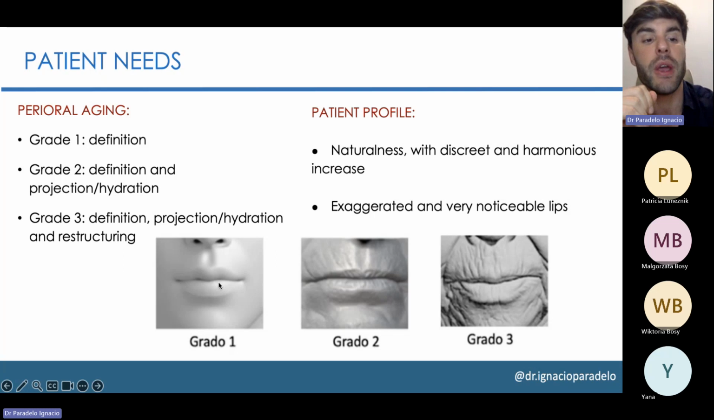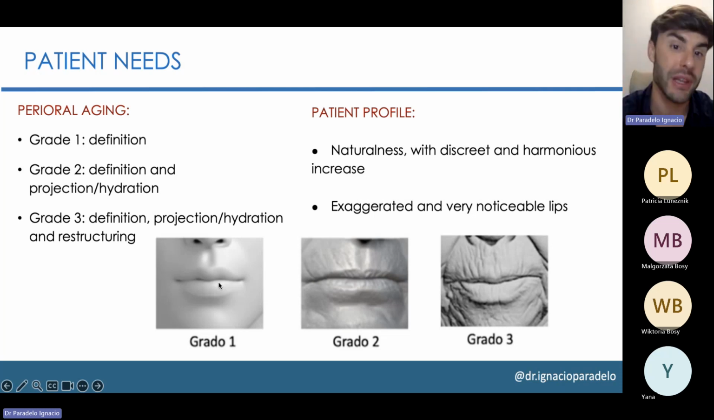And in grade 3, there are patients older than 60 years. In addition to definition, projection, and hydration, it's important to carry out a restructuring of the entire perioral area. It's common that patients without teeth need to replace those teeth before they put hyaluronic acid on their lips.